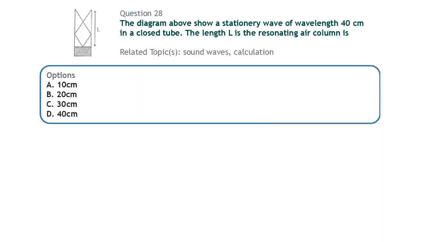Next question. The diagram above shows a stationary wave of wavelength 40 centimeter in a closed tube. The length L is of the resonating air column S.